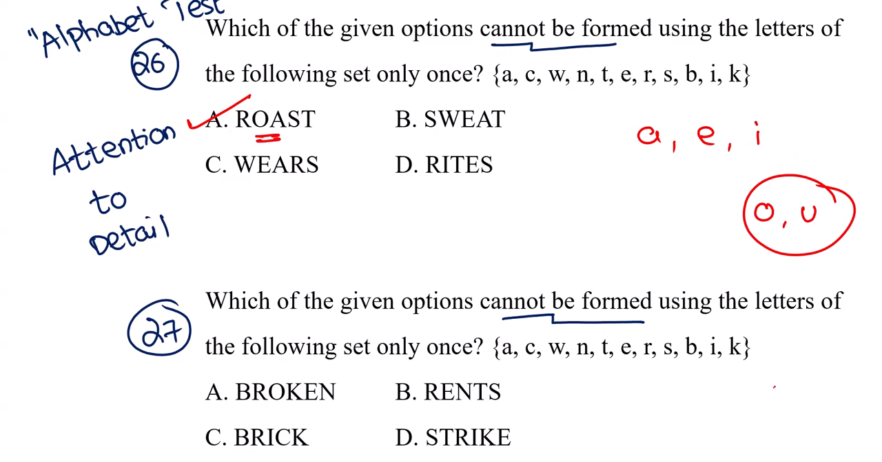Here also the same question. O and U are not there. So here O is used, this cannot be formed. The question is cannot be formed. The remaining letters are there: W is there, E is there, A is there, T, SWEET, RITES, all available, but O is the problem here, the vowel. So when they ask cannot be formed, first focus on the vowels. They'll give can be formed, cannot be formed. This question is the cannot be formed type.